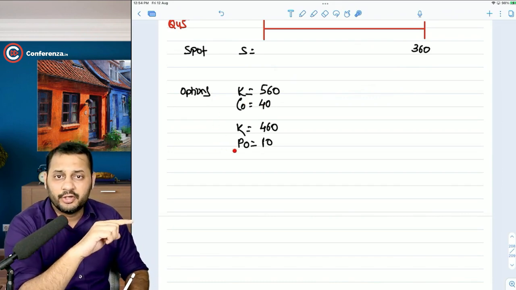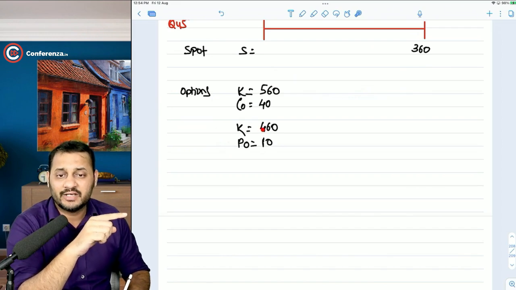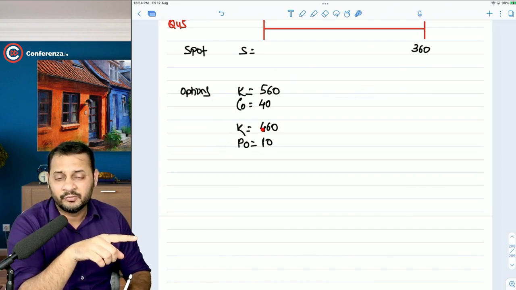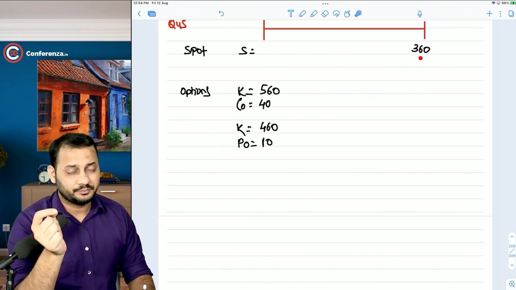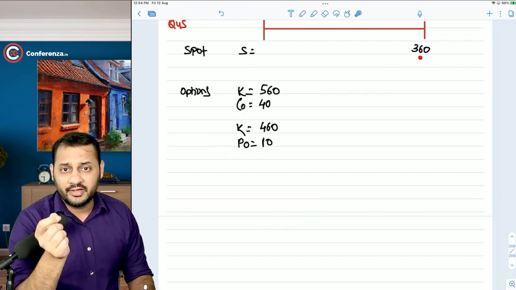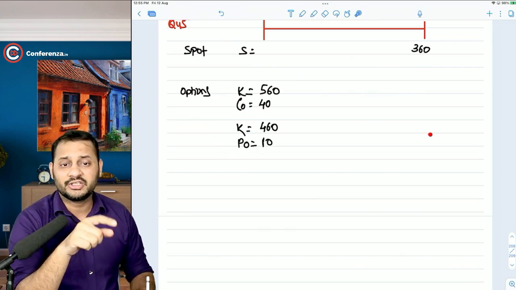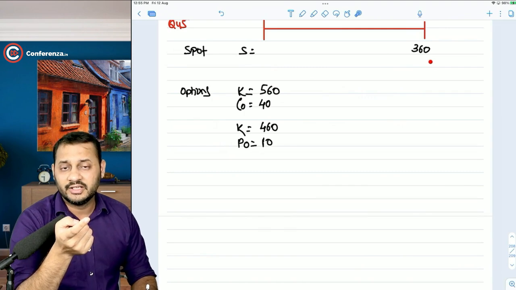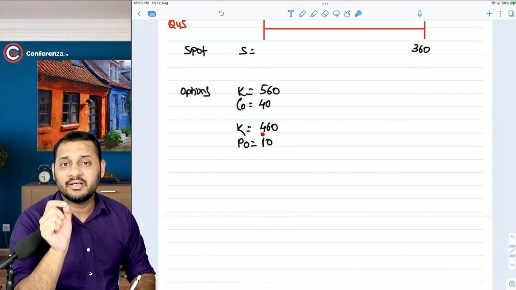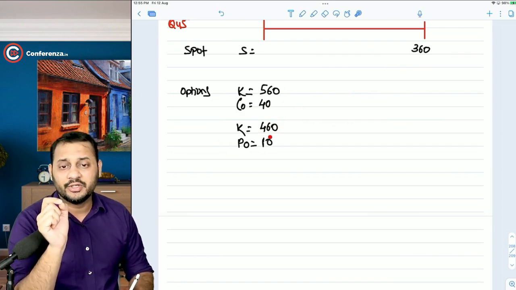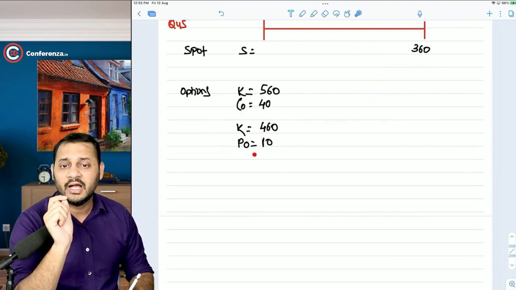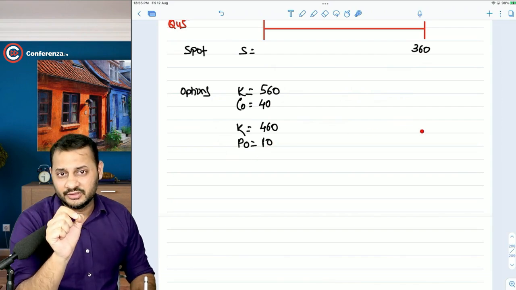But if you look at the put option, you can sell this stock at 460 rupees after 3 months. And you can see that in the market, the price is 360. It is very profitable to sell this stock at 460 when the market is selling it at 360. You are able to sell it at 100 rupees more than the spot price. So yes, you are going to take some action. You will exercise this put option and sell it at 460, and the profit will be 100 rupees in this case.